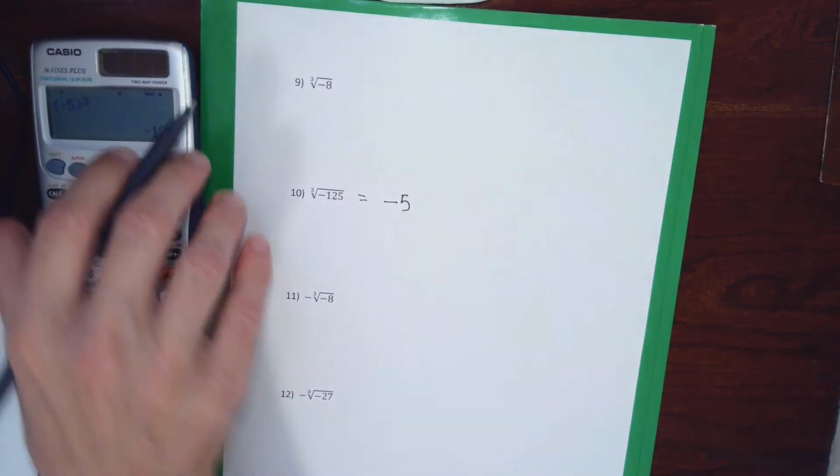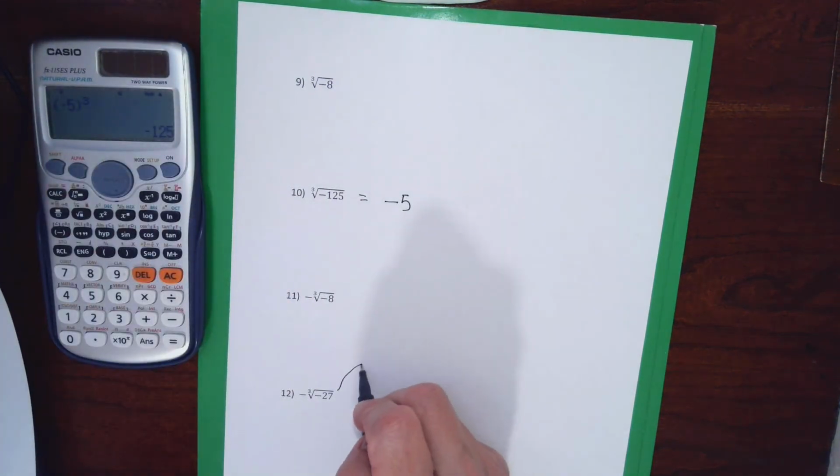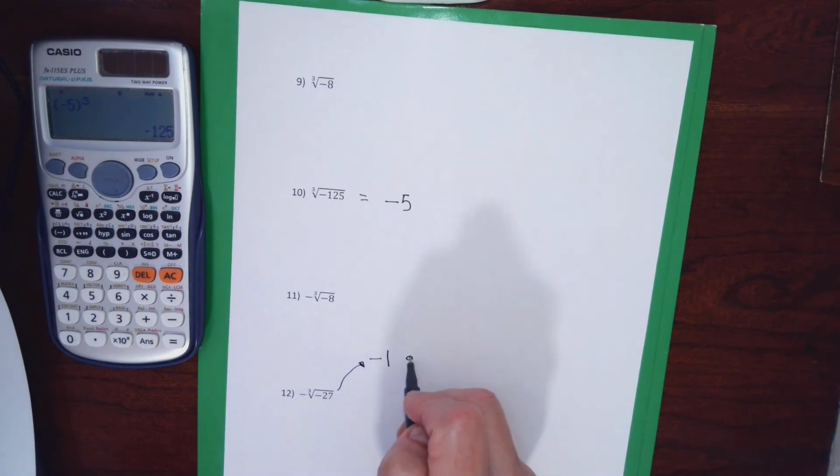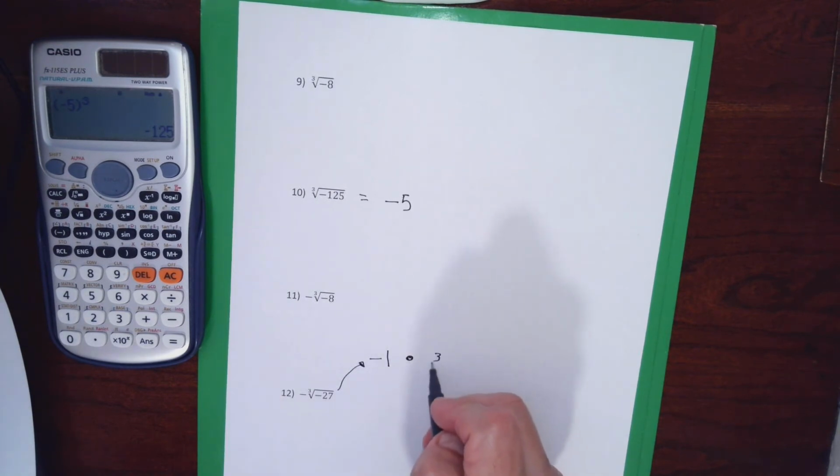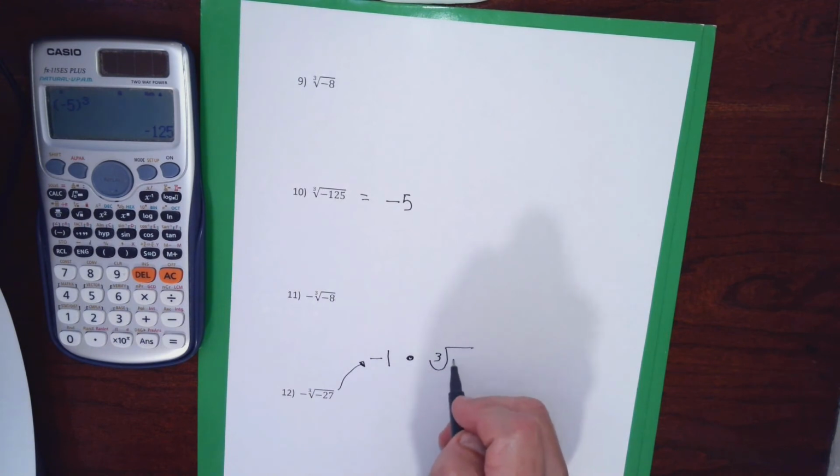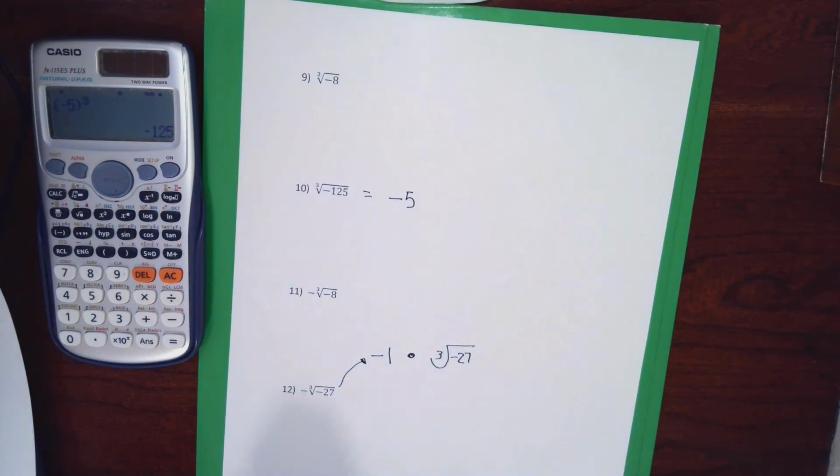For problem 12, I'm not going to do the opposite version of this. I'm going to say this is negative 1 times the cube root of negative 27. It's less to write, and it works the same. I need to do the radical first. If the index is odd and the radicand is negative, this reduces to a negative number.